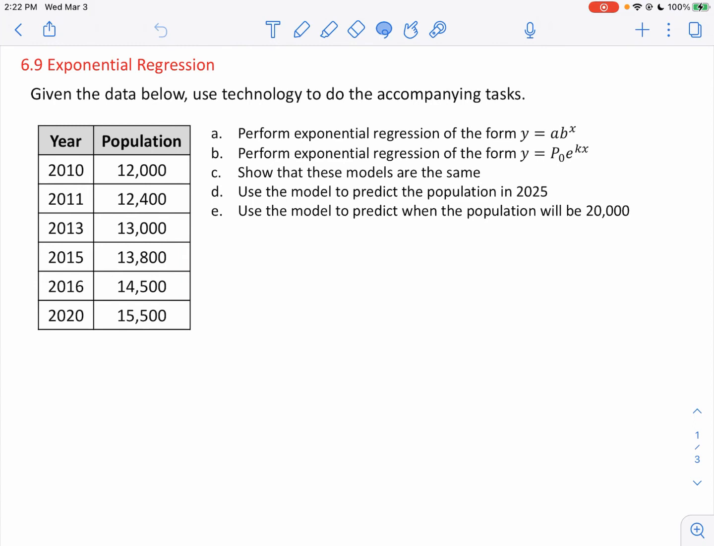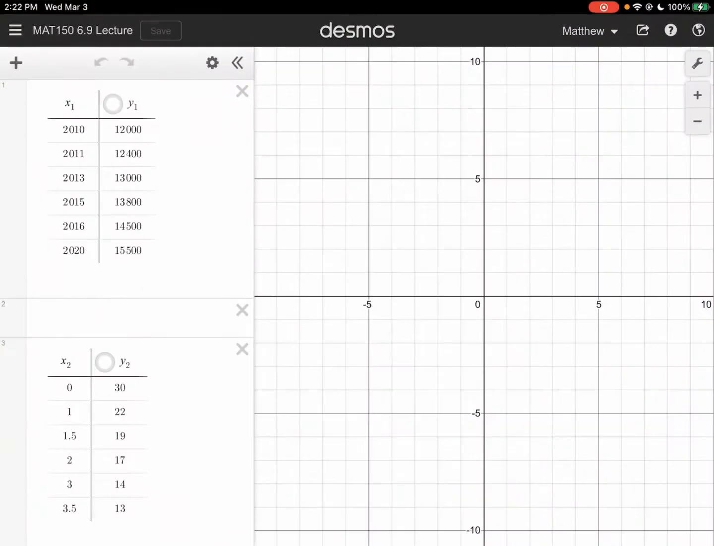Part A is perform exponential regression of the form y equals a times b raised to the x. So what we're going to be doing here is using technology to figure out what a and b are so that we have an exponential curve that best fits this data. I'm going to go straight to Desmos, where I already have the data entered into a table.